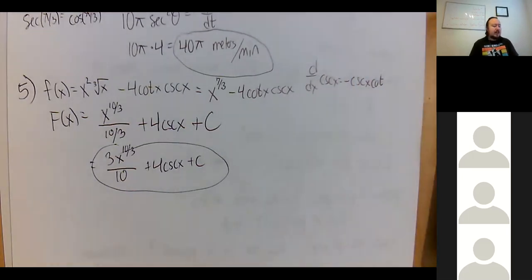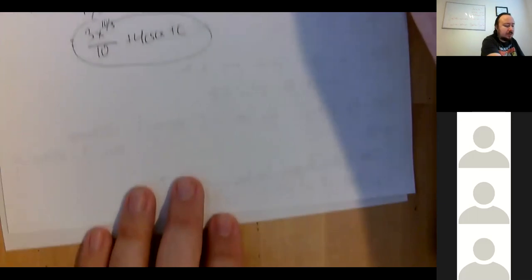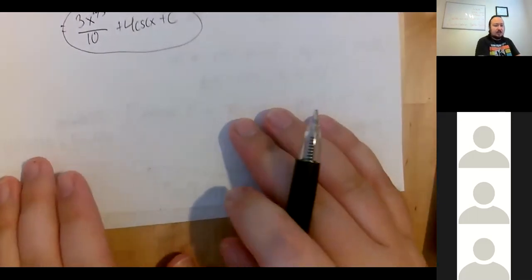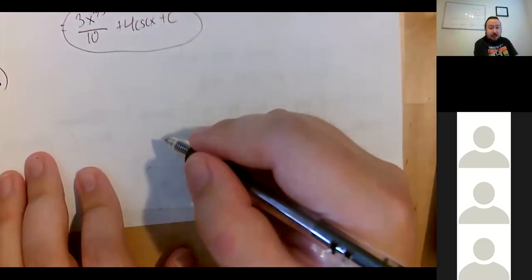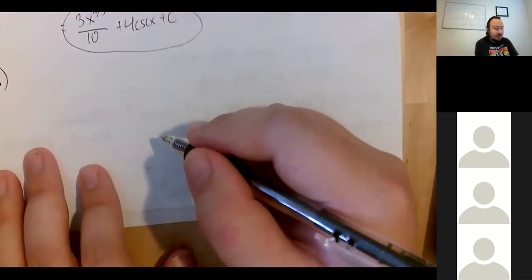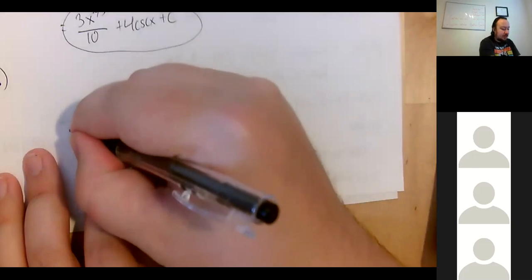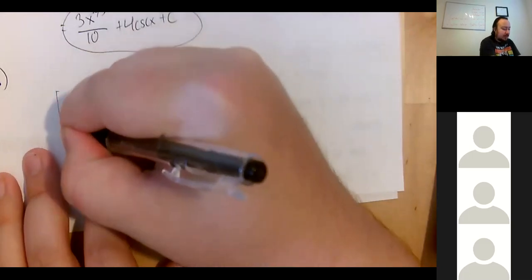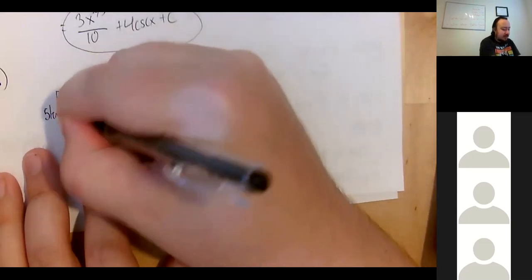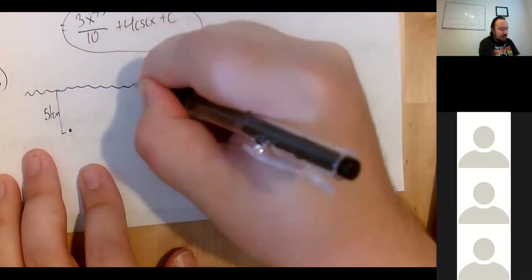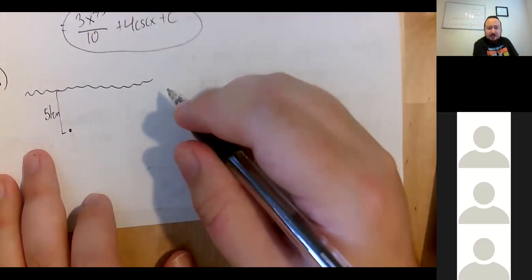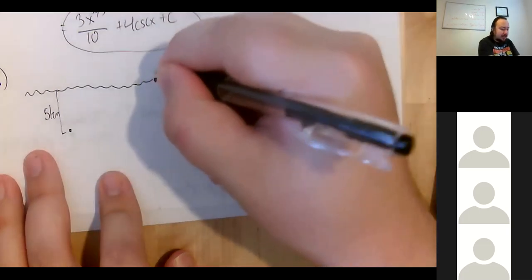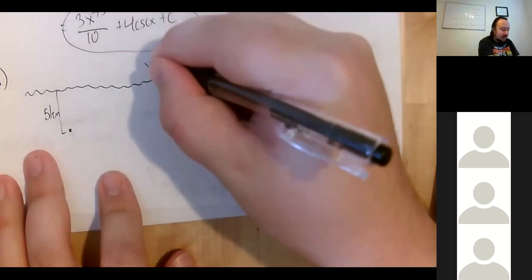Let's see here. So 5 is another related rates problem. All right, so for this number 5, let a submarine be at a constant depth of 5 kilometers. So this is going to be 5 kilometers, like that. It's headed in the direction of a lighthouse. So let's say the lighthouse is here.